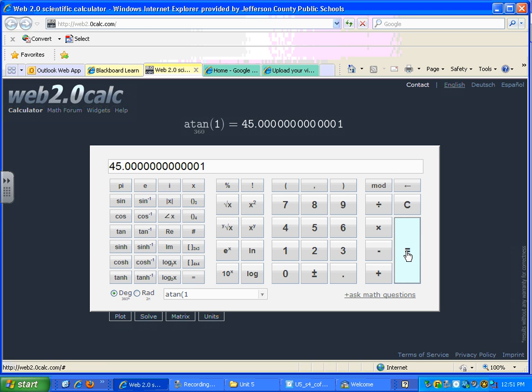So there you go. That's how you use the inverse trig functions on this scientific calculator.